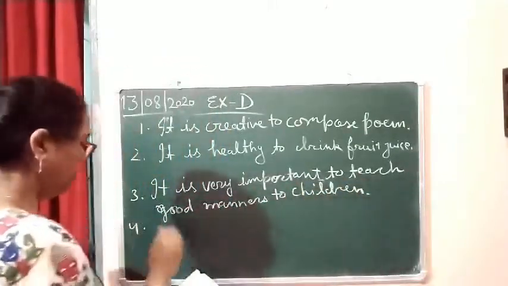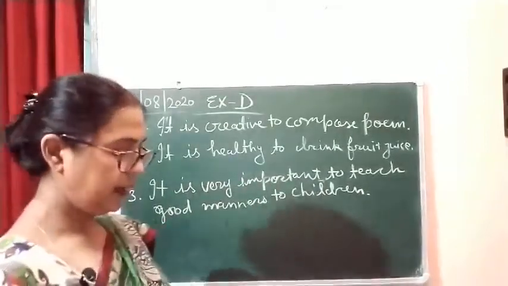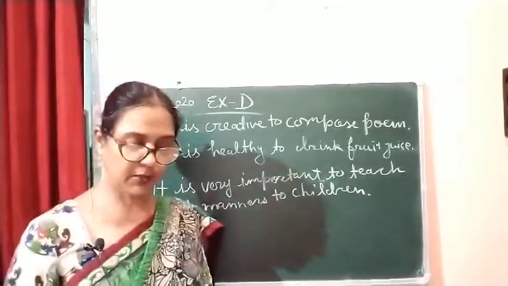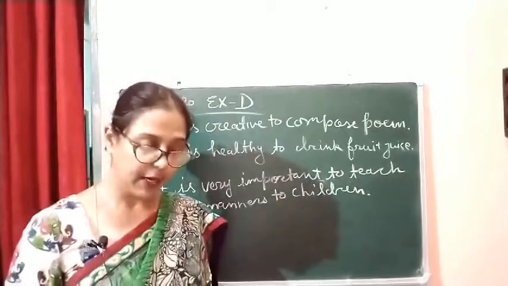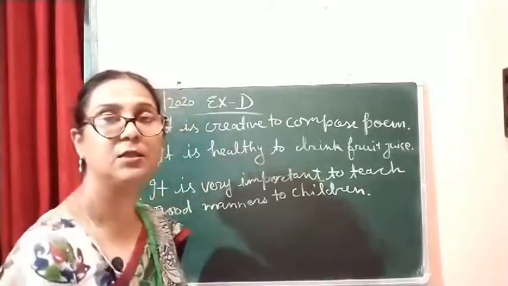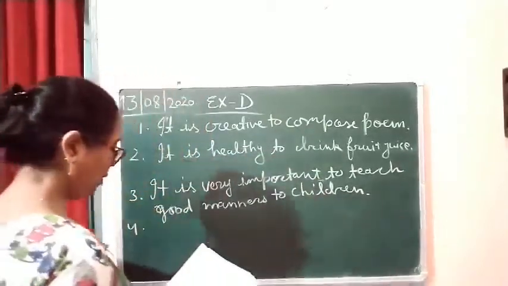Now we are moving to number 4. Number 4 is to talk with strangers is dangerous for children. It is dangerous to talk with strangers for children.